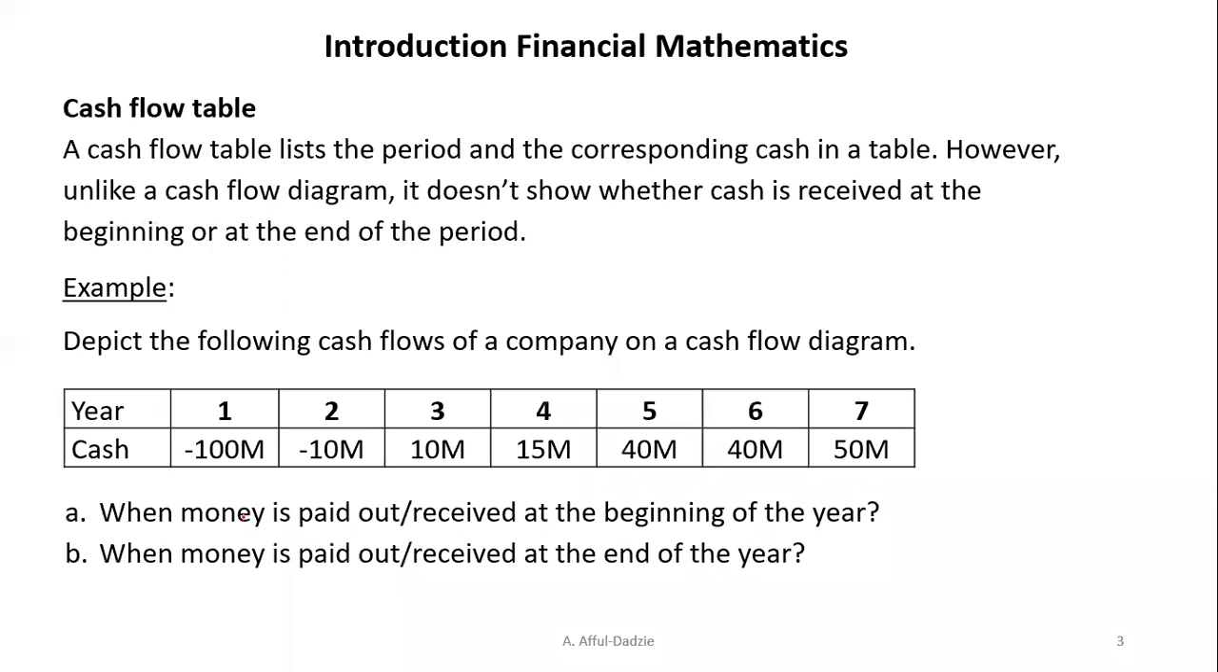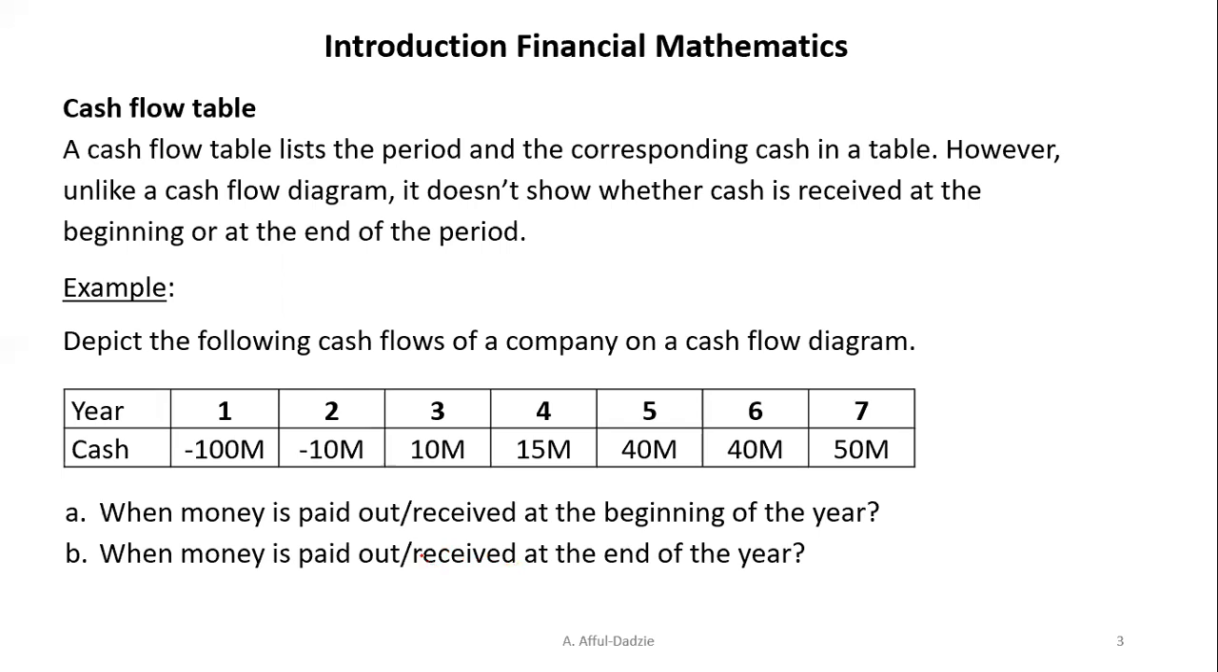Then what we have here is a cash flow table, which oftentimes no one teaches, because it's so obvious. So the cash flow table just gives you a tabular representation of the periods and then the respective cash flows in the period. So for instance, you have a company that over a 7-year period has had these cash flows. So in year 1, it has 100 million going out, 10 million going out, and in year 3, it has 10 million coming in, 50 million, 40 million, 40 million, and then 50 million.